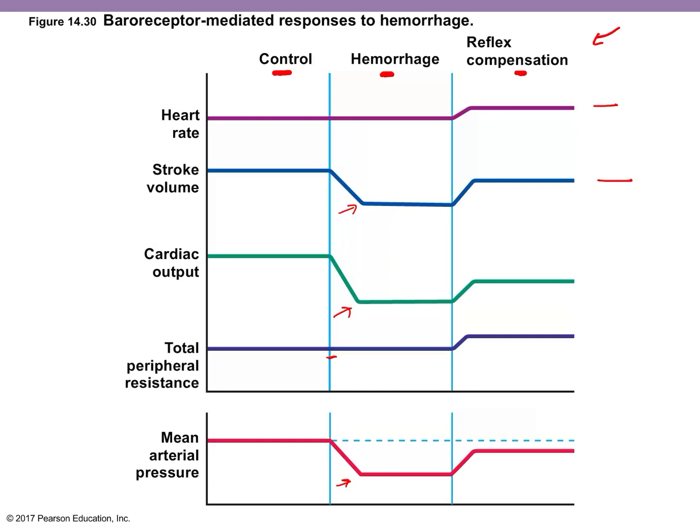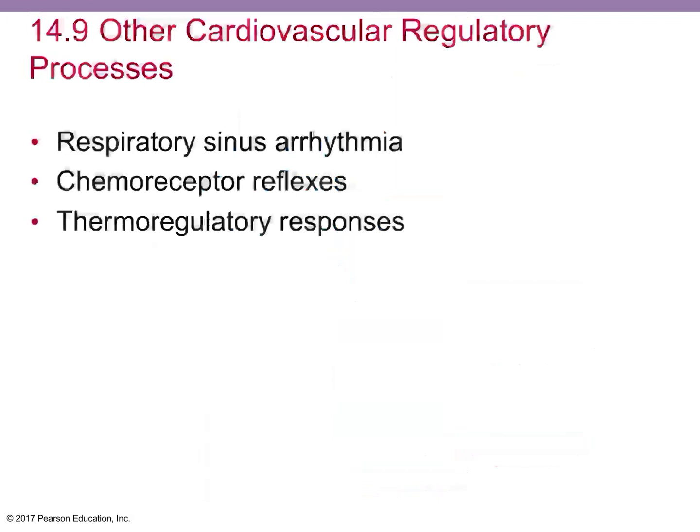The reflex, to compensate, right? It'll increase your heart rate. It'll increase your stroke volume. Look what happened to your cardiac output. It came up, not normal, but it came up. The resistance, because of all that vasoconstriction, will increase. And so your blood pressure, which was very low, starts to come up. Not normal, but it does come up. So it's a way that your body tries to fix the low blood pressure state.